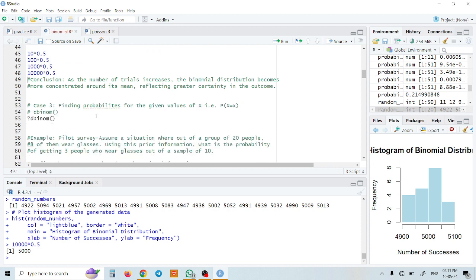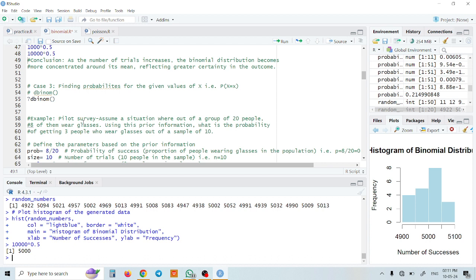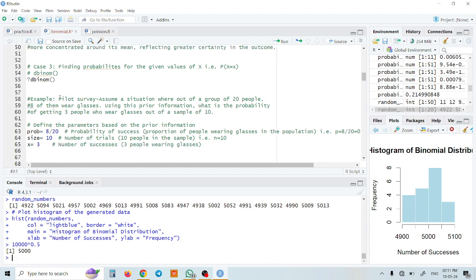Now further we can take case number 3. Here we can find the probabilities for a given value of x. X is the number of successes in the experiment. So let us take an example. To find the probability for the given value of x, we use the dbinom function. D is for density, and density means it will give us the probability. So we will be using dbinom.